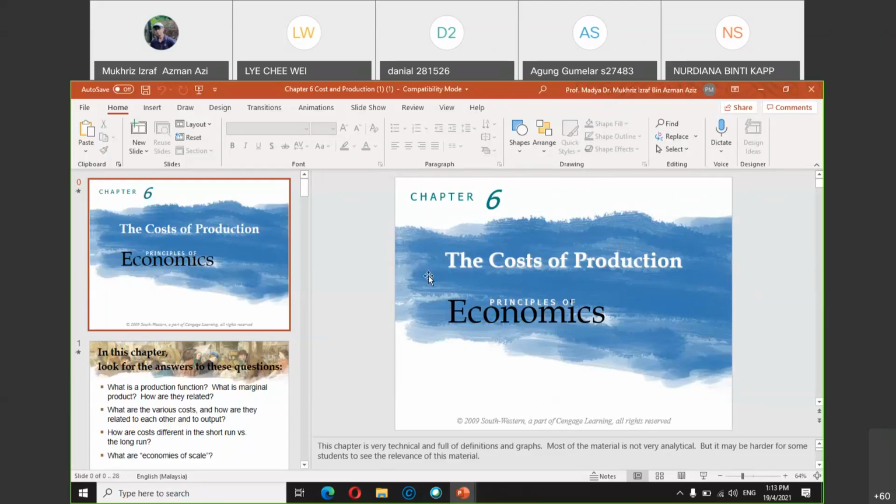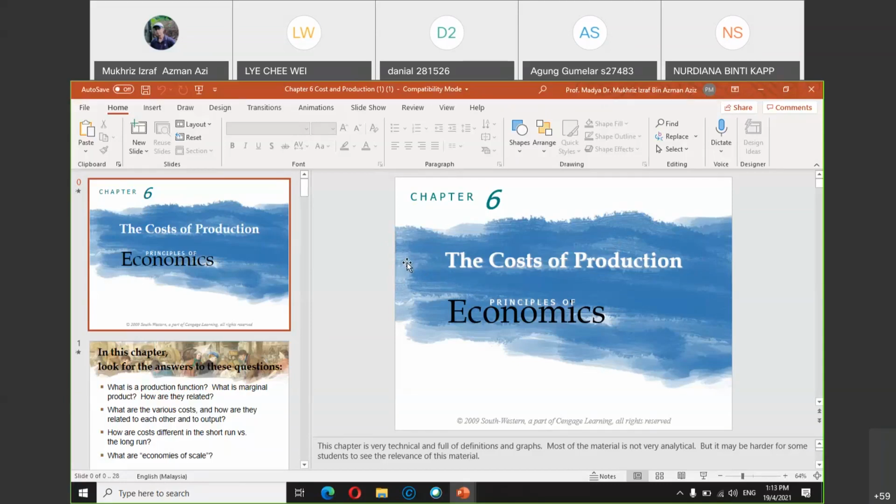So for today, we're going to start on the new topic, number 6, on the cost of production. The previous topic, number 5, we learned about utility, which focuses on the consumer side, whereby we discuss how consumers decide the optimum or best combination of goods and services, based on the simple model of the utility function.